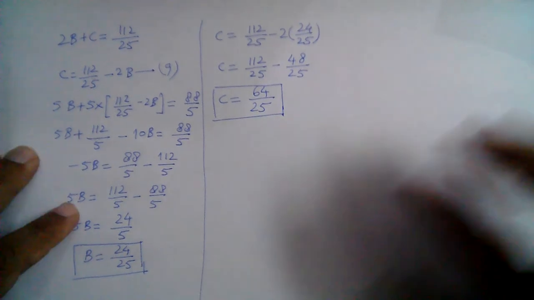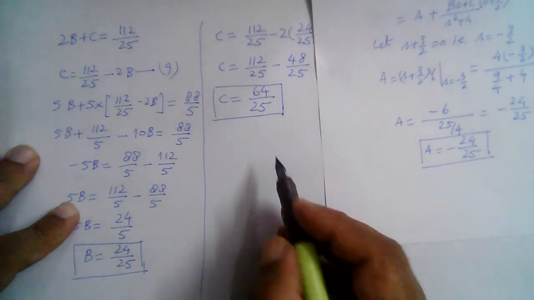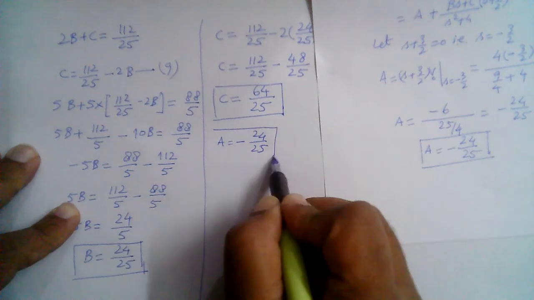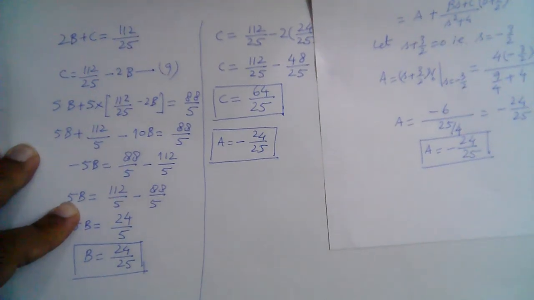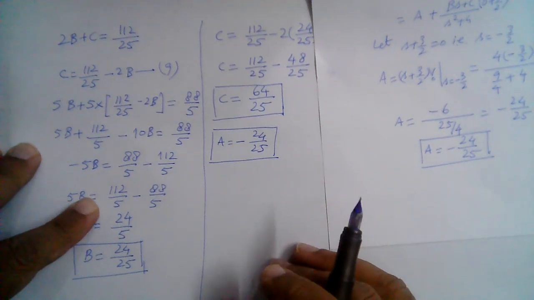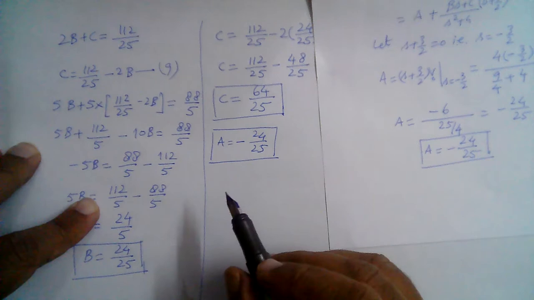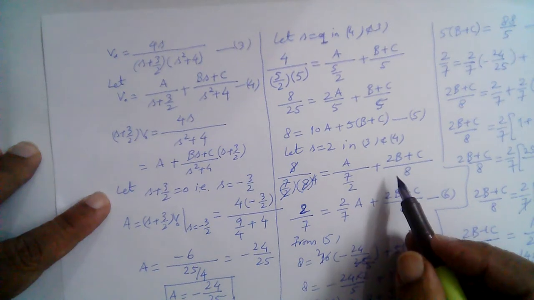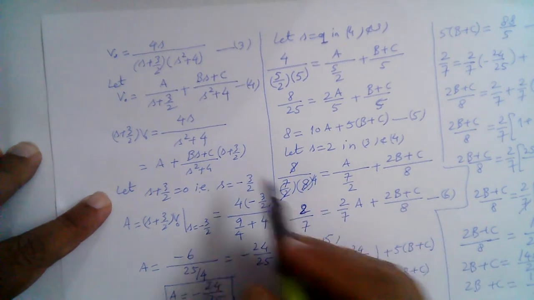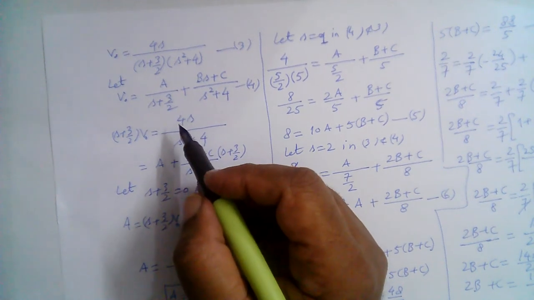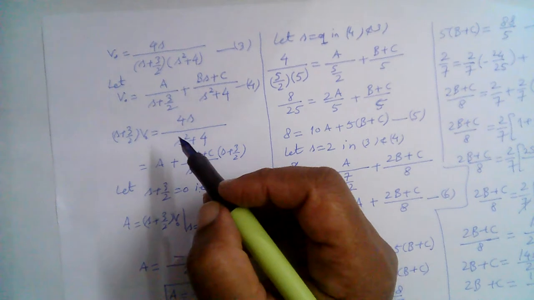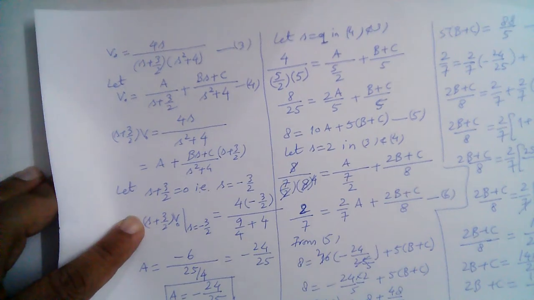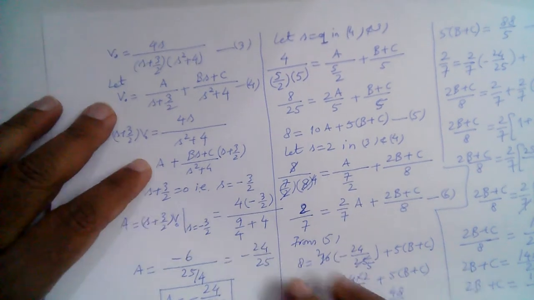So the value for A was also minus 24 over 25. A is equal to minus 24 over 25. So we can express our transfer function. We had this transfer function here: A over s plus 3 over 2 plus Bs plus C over s square plus 4. So we can substitute the value of B and C here to find out the inverse Laplace transform.